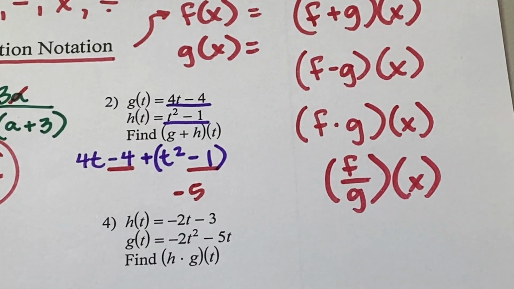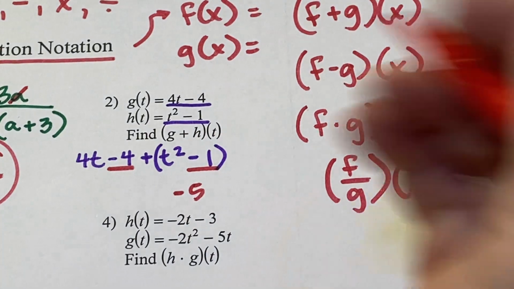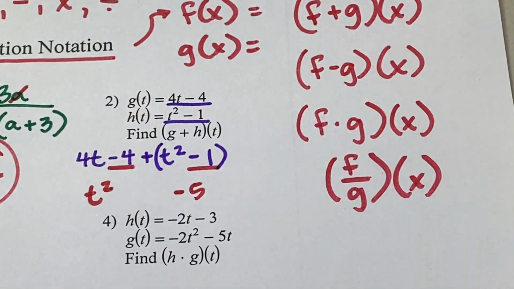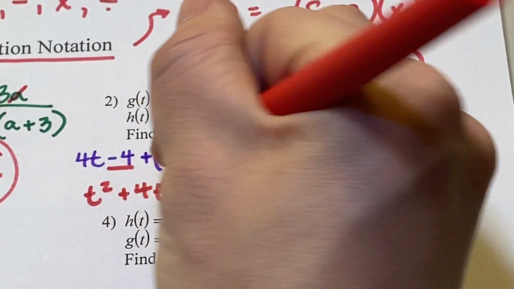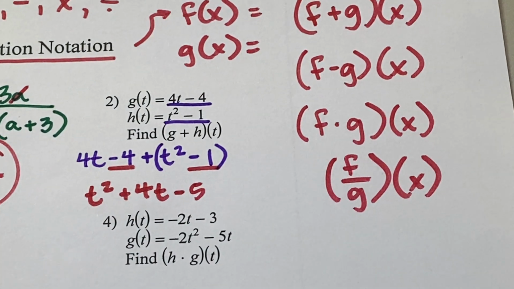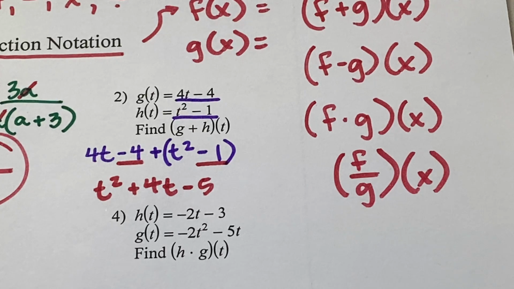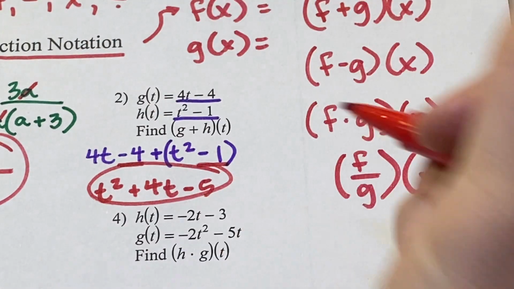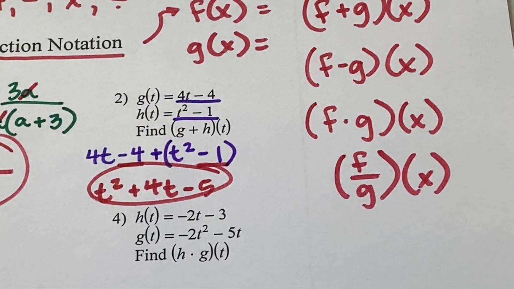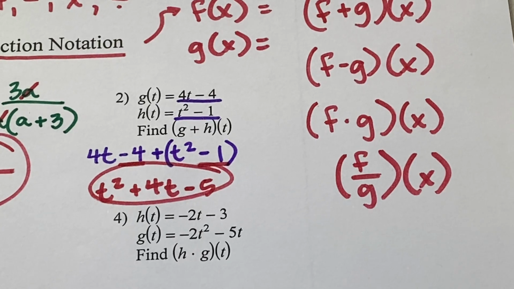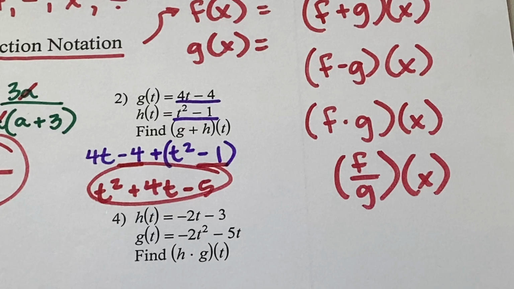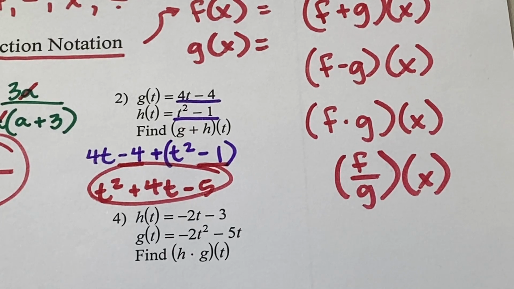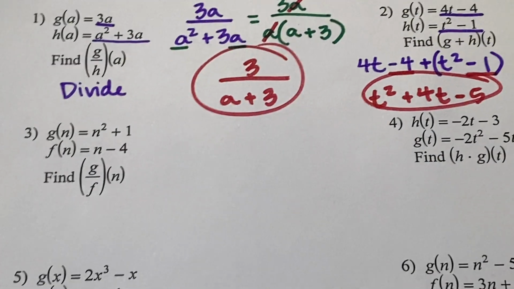Now, usually we like to write the biggest power first, so t squared is going to come first. Then it's a positive 4t, so it goes in the middle, and my negative 5 on the end. And there we go. There's my new function. When I added those functions together, it just becomes a new function. Cool. What is it asking us to do for number 3?